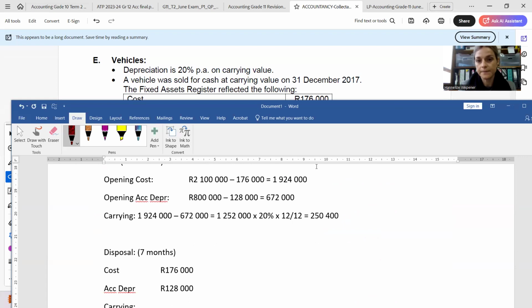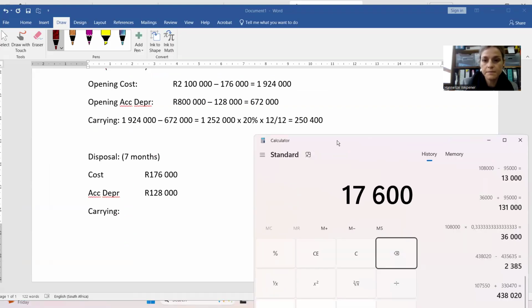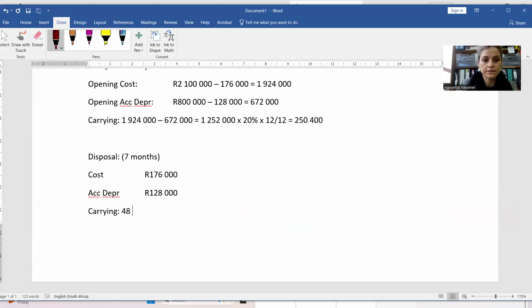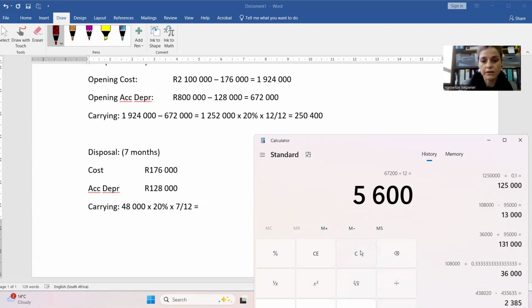So 7 months. Righto. So the carrying value is my cost minus my accumulated depreciation on the first day. So that's 48,000 times by 20%. And then for 7 out of the 12 months that I owned this vehicle in the current financial year. So it is 48 times 20% for only 7 out of the 12 months.